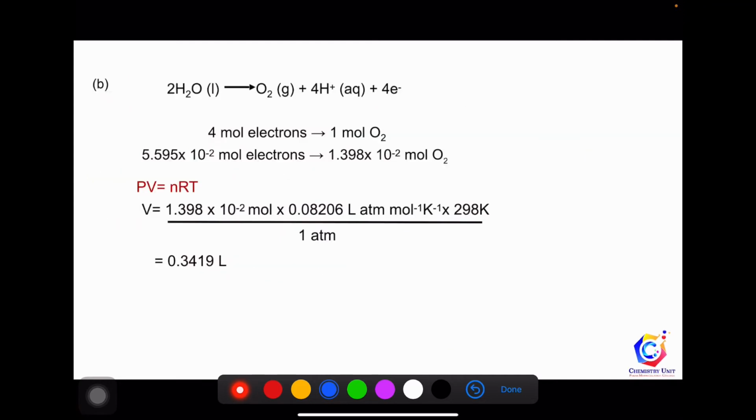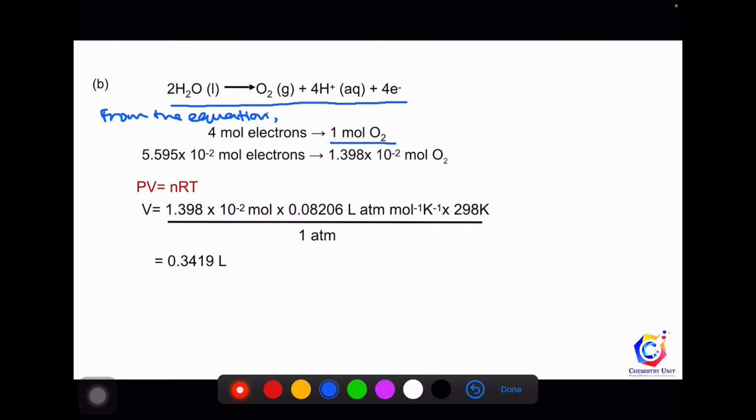You were required to calculate the volume of gas produced at anode. For this question, you can start off by writing straight away the half equation of reaction that is occurring at anode, since you have calculated the charge that is flowing through the system. From the equation, you can see that 4 moles of electrons are required to produce 1 mole of oxygen gas.